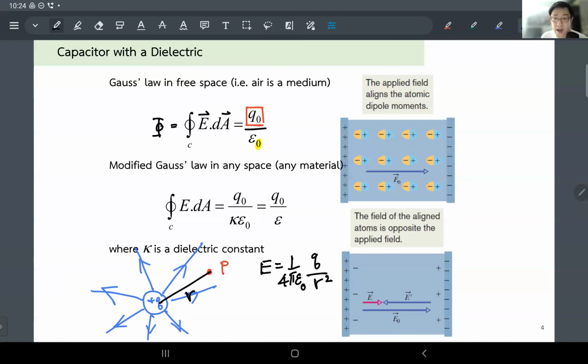Now here comes the question. What if I put this charge in the water? Water is supposed to be blue. So this charge is being placed in water. What do you think will happen? All right, there's a question coming.